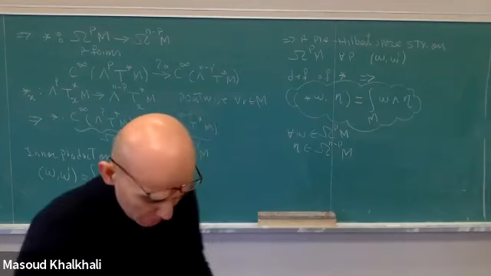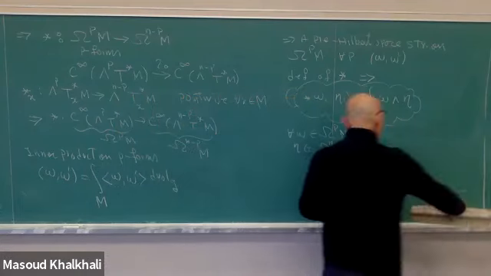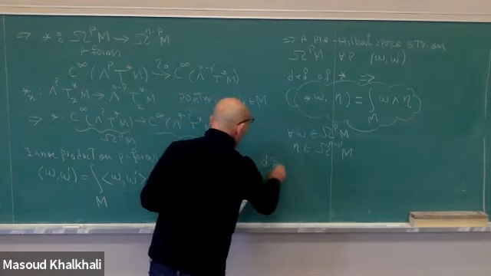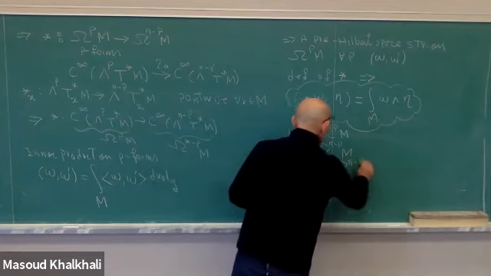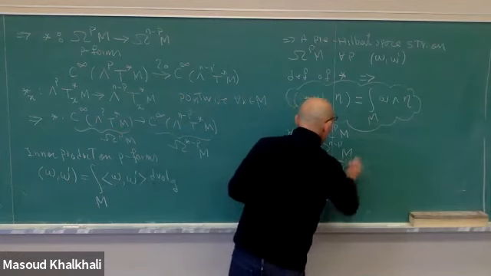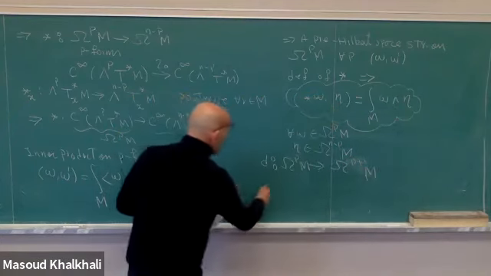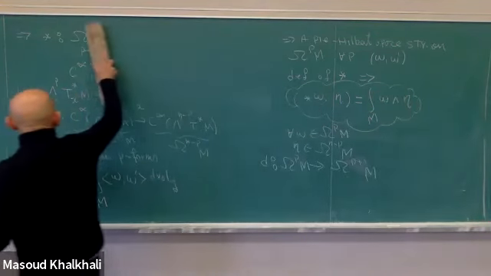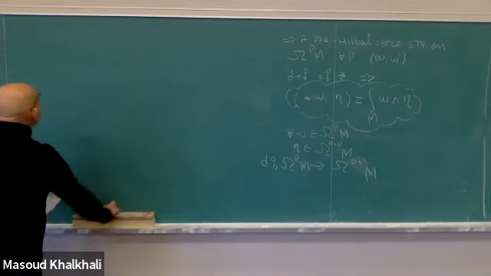Okay, so using that now, one idea is to define an adjoint of d. So d goes from omega p of M to omega p plus 1 of M. Now we are going to define an operator d star, which goes the other way around. A question?